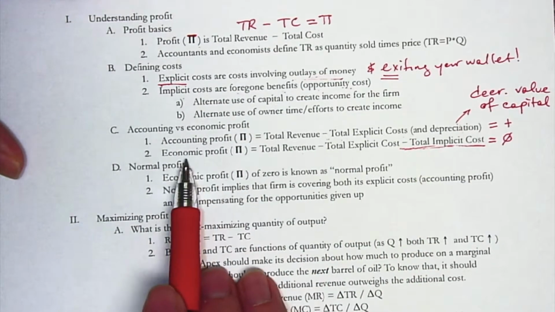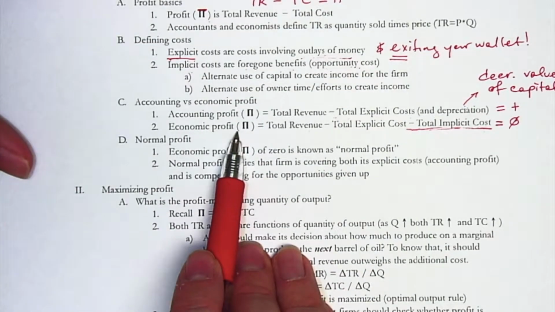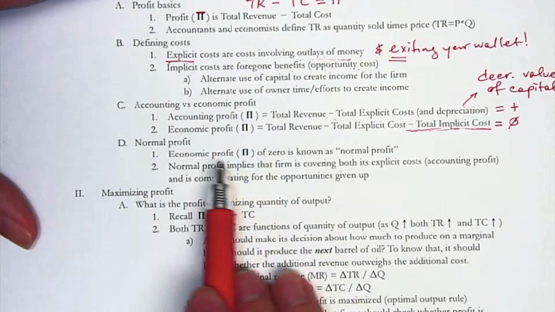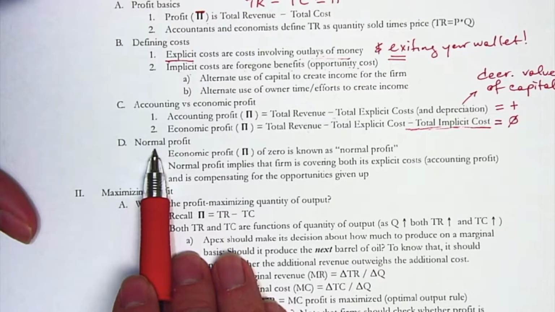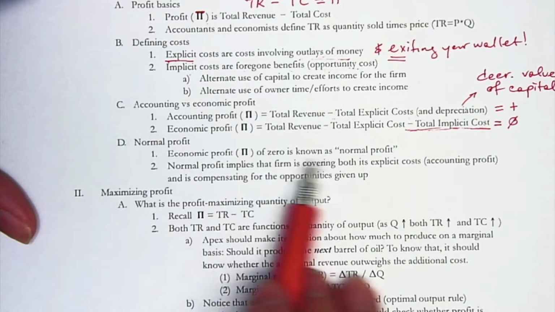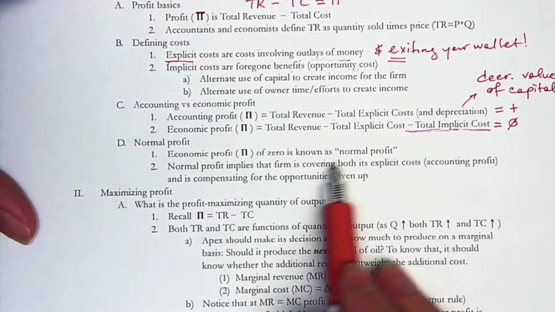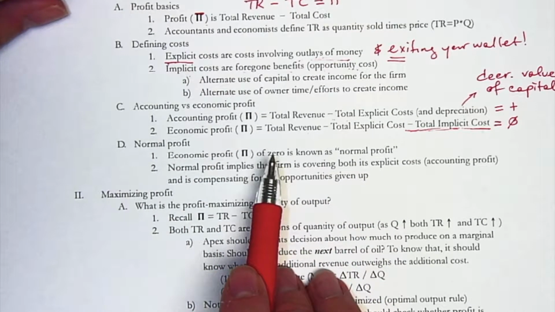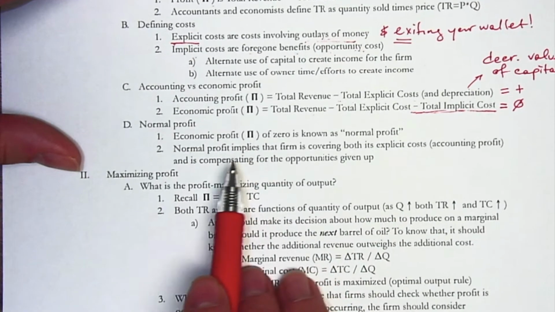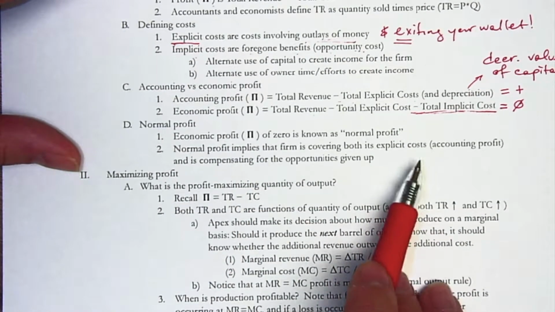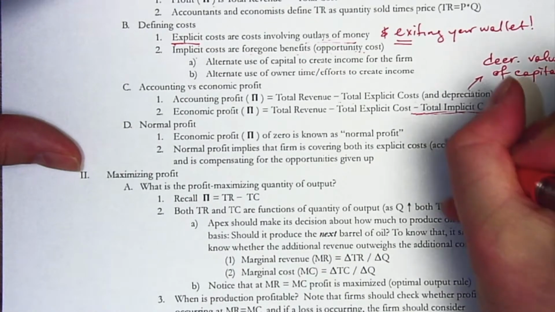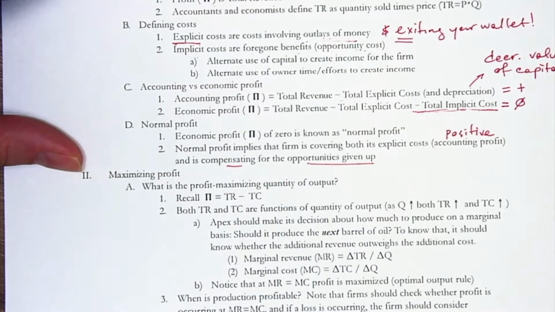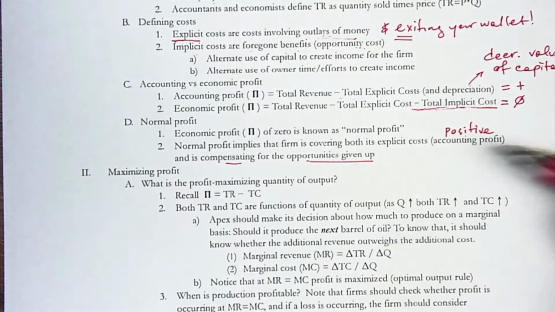Now, in this class, we're going to really focus on economic profit. There's a possibility you'll get questions about accounting profit, but economic profit is what we're looking at when we talk about profit. Now, normal profit. This is a key idea. Economic profit of 0 is known as normal profit. So in a normal situation, you're earning an economic profit of 0. Economic normal profit implies the firm is covering its explicit cost and generating a positive accounting profit, and it's compensating for the opportunities given up. In other words, there aren't any better opportunities out there.